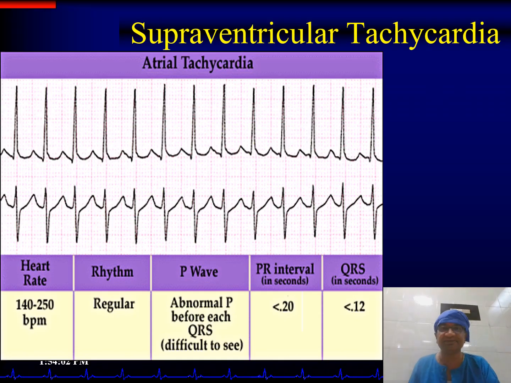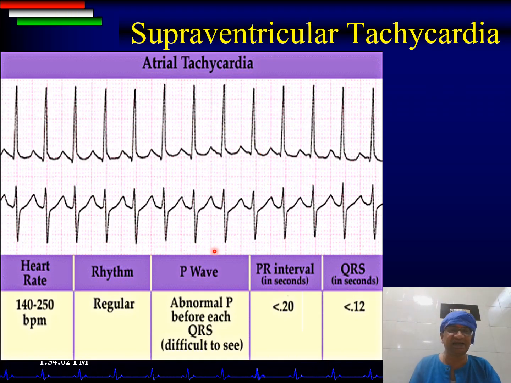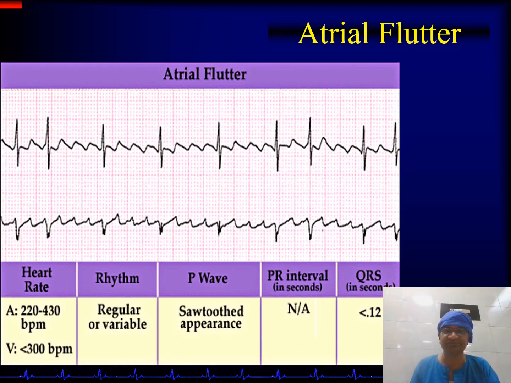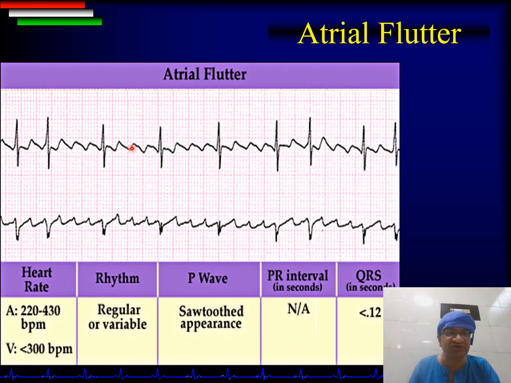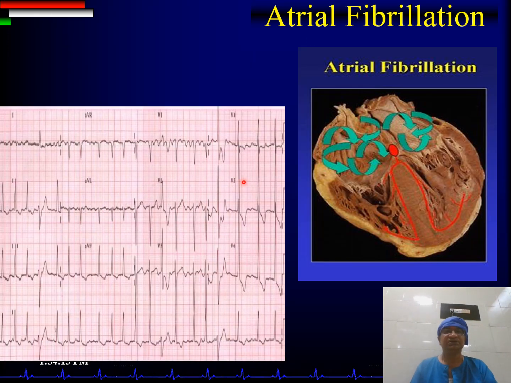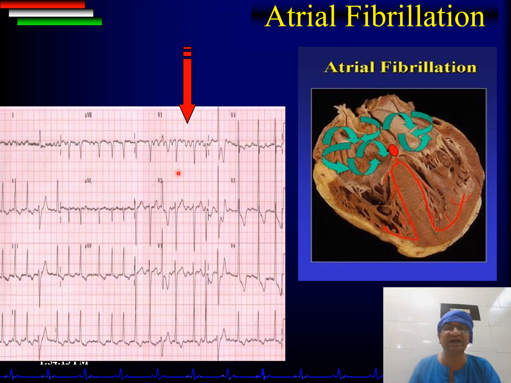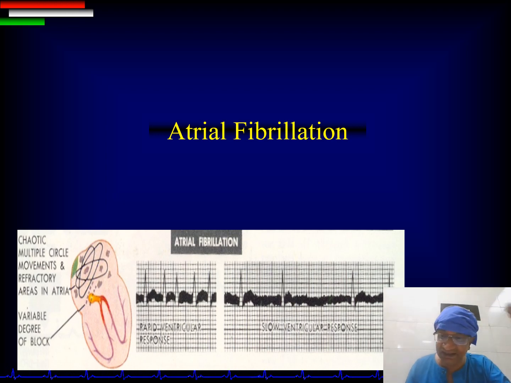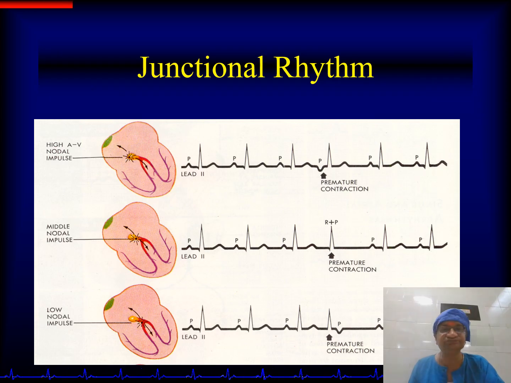wide QRS. Supraventricular tachycardia, atrial tachycardia, regular rhythm, atrial flutter. Here you can see the flutter waves. Atrial rate is 220 per minute. Now this is atrial fibrillation. These are fibrillatory waves. I've already told you the atrial rate is around 300 to 350 per minute. But because of the nodal delay here, the ventricular rate is around 100.